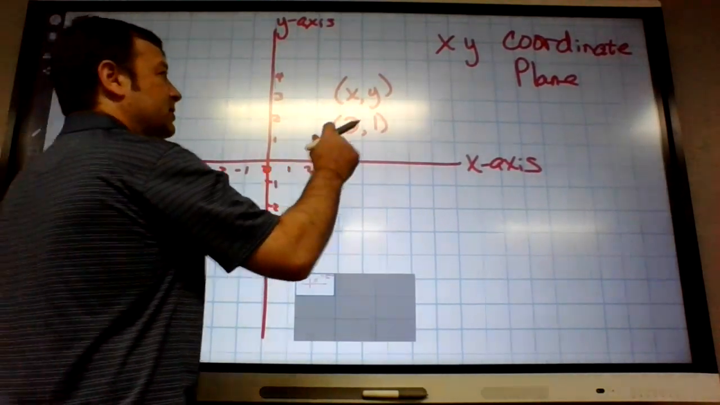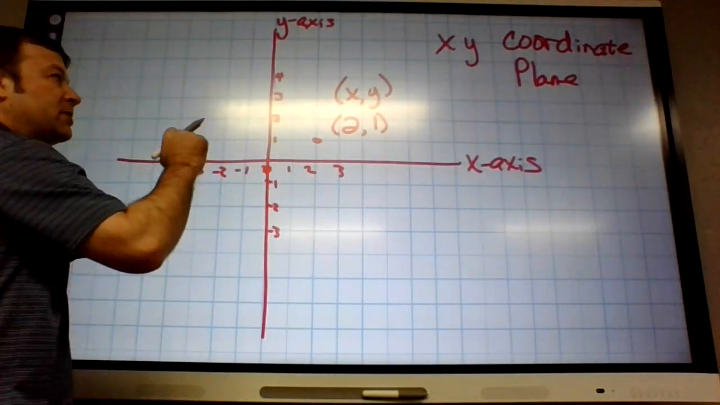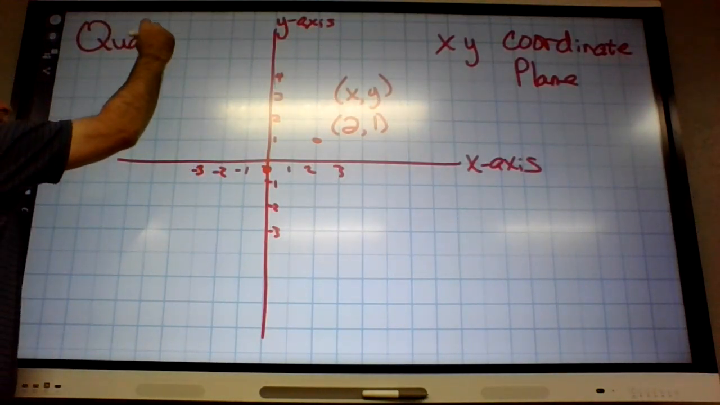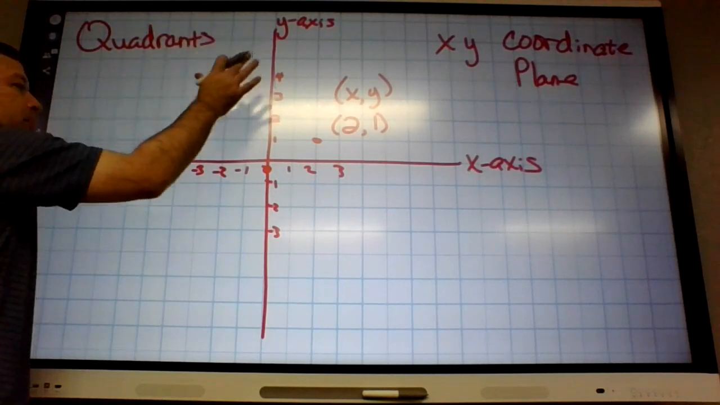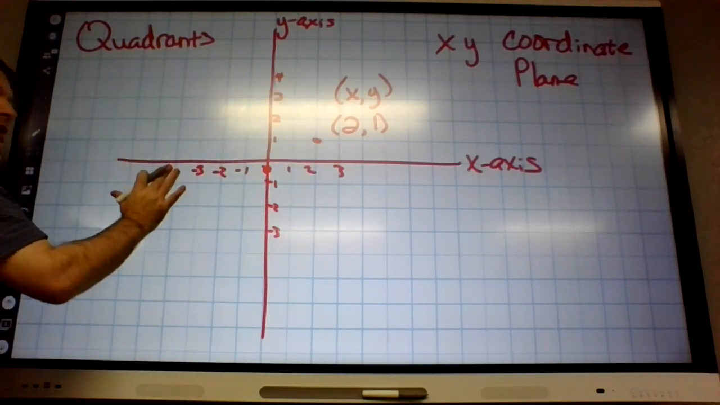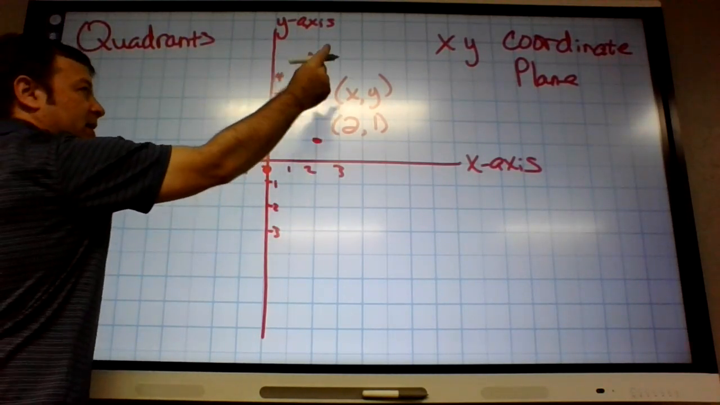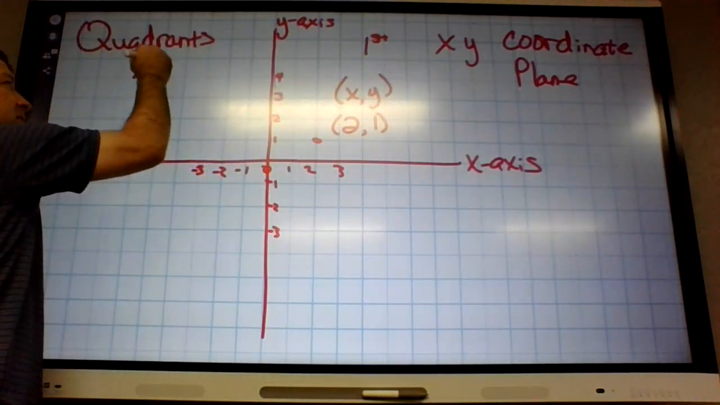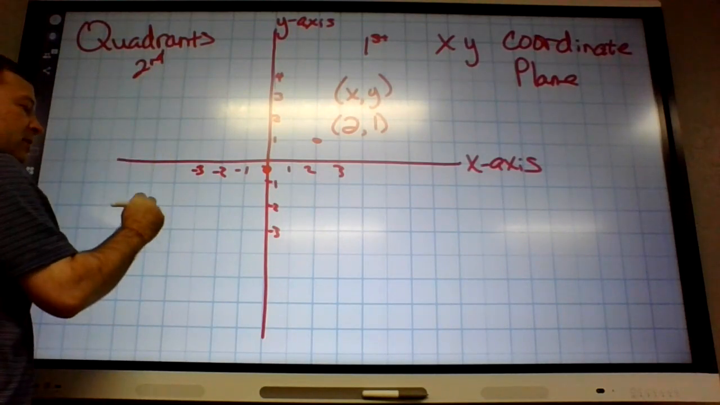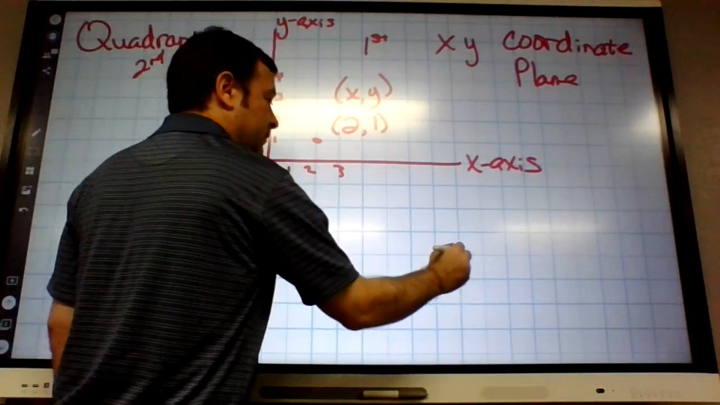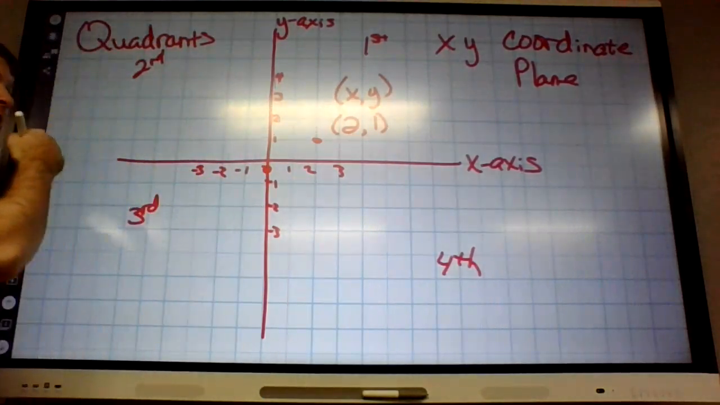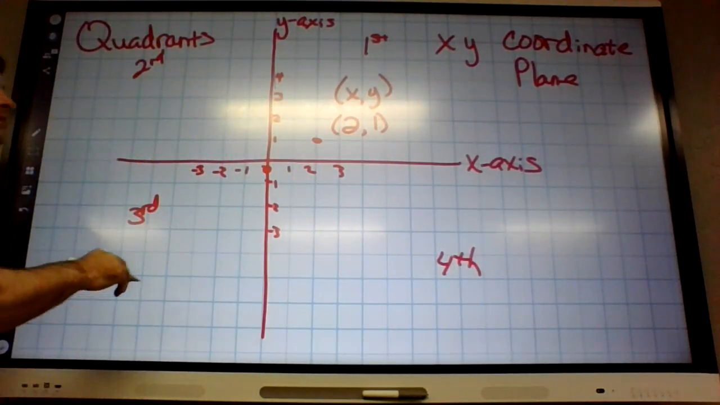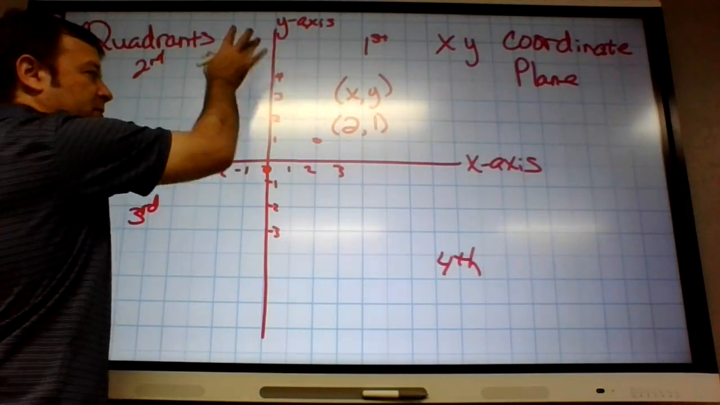Actually, before I forget, you guys know what the quadrants are? Well, the two axes split the plane, a plane is just a flat surface, into 4 quadrants. This is the first quadrant in the upper right corner. This is the second. It just goes counterclockwise. Third quadrant, fourth quadrant. Anyways, so it starts 1, 2, 3, 4.